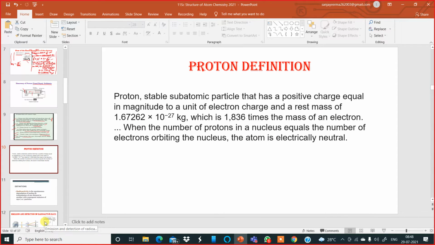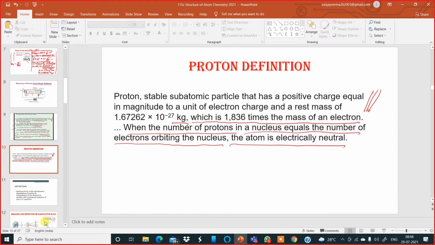Now, looking at the definition of proton. A proton is a stable subatomic particle having a positive charge equal in magnitude to a unit of electron charge and a rest mass, when it is at rest, of 1.67262 × 10^-27 kilograms. Otherwise, it is 1836 times the mass of an electron. Now, when the number of protons in a nucleus equals the number of electrons orbiting the nucleus, the atom is electrically neutral. So that was a simple definition of a proton.